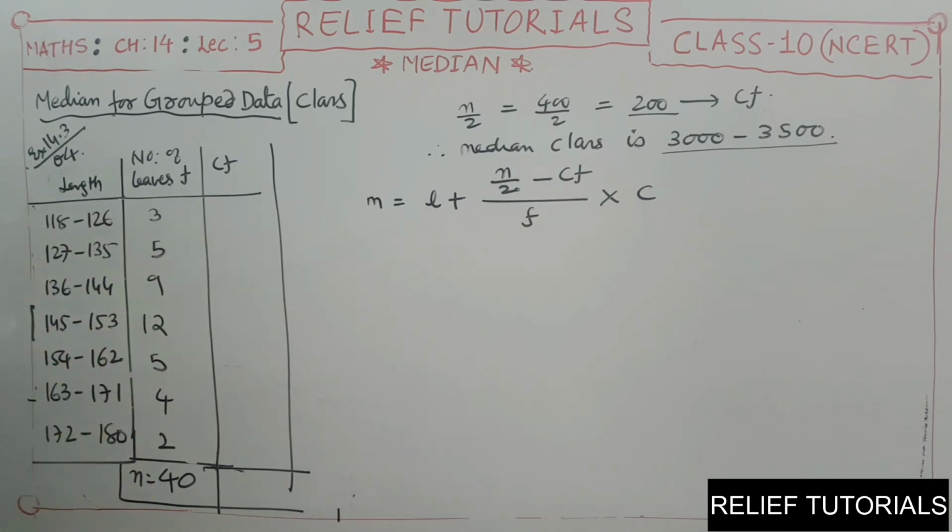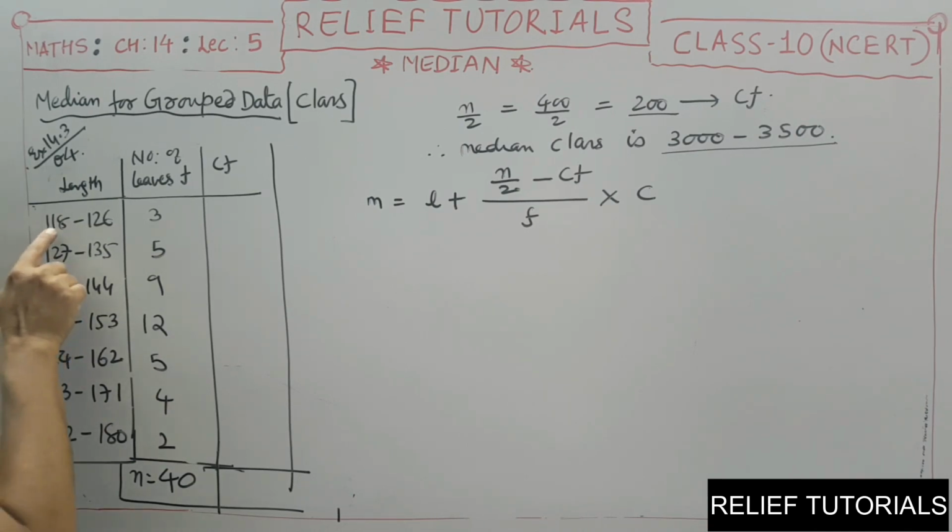Now we look at the class. First of all, every time we have to look at what type of class it is. See here, if you see the difference between two successive limits, 127 minus 118, the answer will be 9. Sorry, 118 to 126. Now 127 to 135. You see the difference.